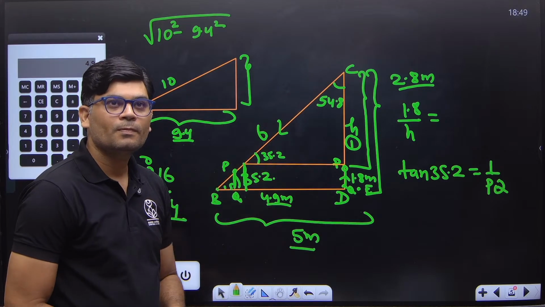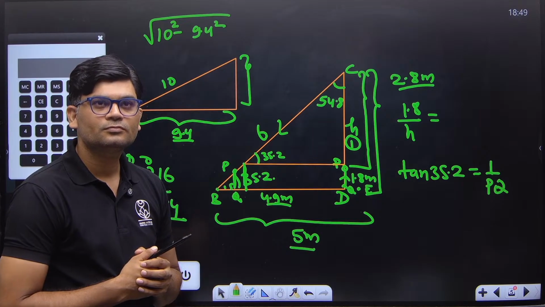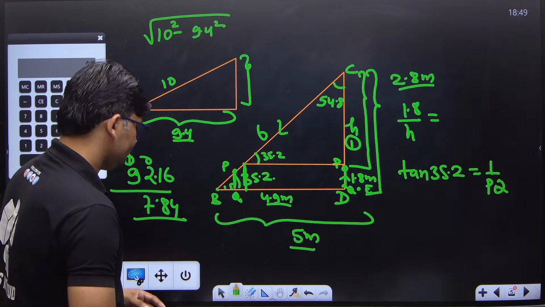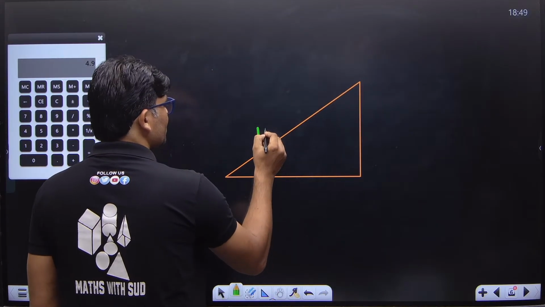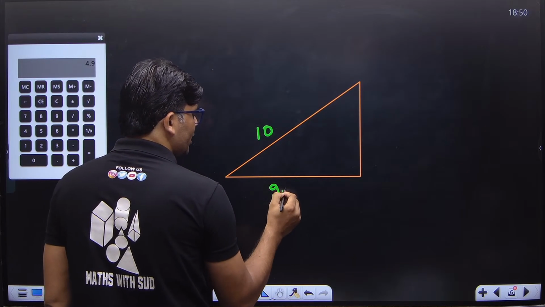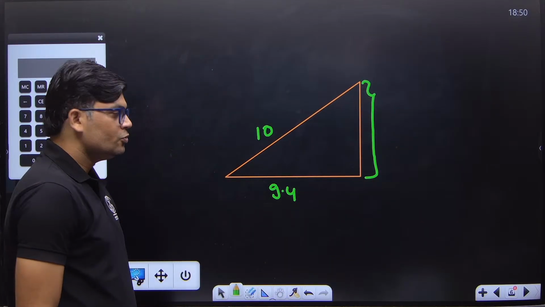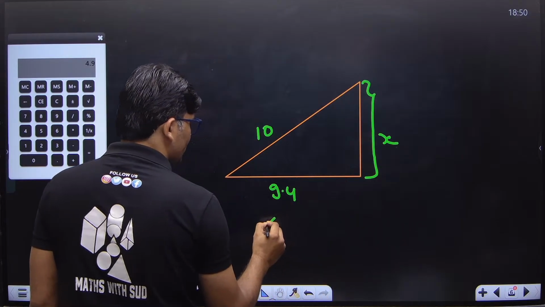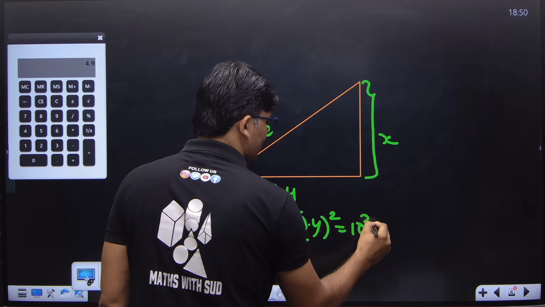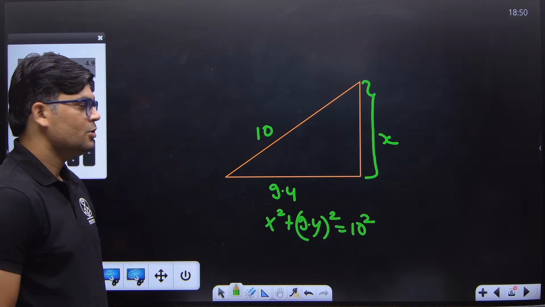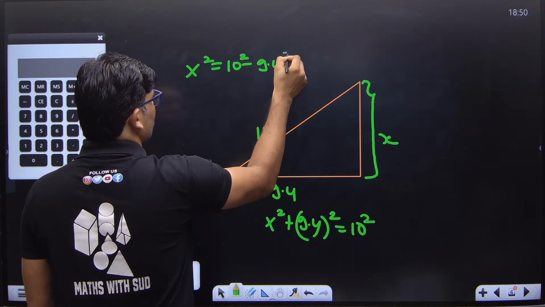So beta, how did you get 2.8? I didn't understand? Okay, fine. Suppose you have a triangle in which one of the sides is 10 and one of the sides is 9.4. So what is going to be the third side? Let us suppose this side is x. So you can say x square plus 9.4 whole square is going to be 10 square using the Pythagorean triplet. So x square is going to be 10 square minus 9.4 whole square.